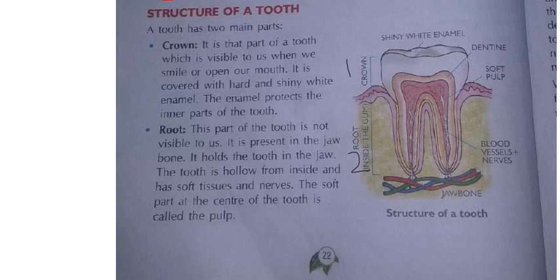Okay, how will this tooth be? See this tooth structure, how it is. It is hollow. Hollow means deep, see, it is deep like this. This tooth will be hollow from inside and has soft tissues and nerves. Nerves, what did I tell? We call them nerves, that one. Tissues means what? You know that.